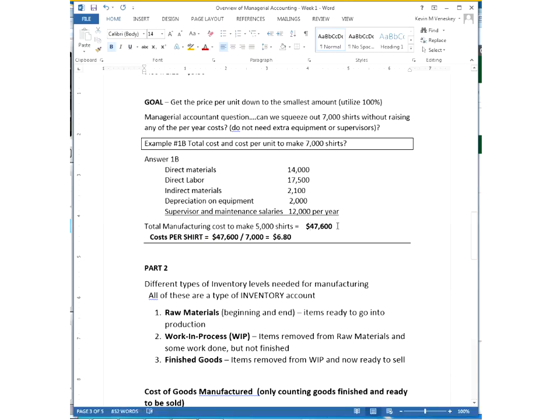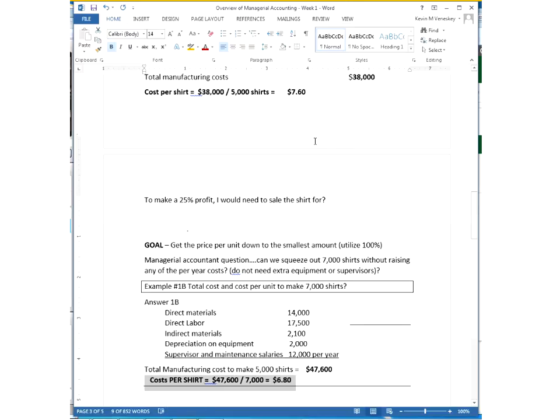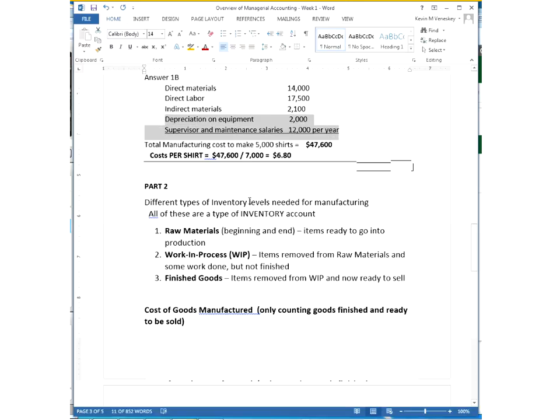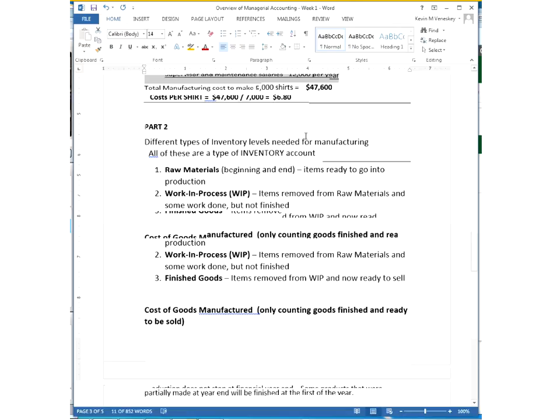So now my total costs do go up because I did make more shirts, therefore I had more materials, but the cost per shirt actually went down by 80 cents, from $7.60 to $6.80, because I was able to spread these fixed costs evenly. So that's the first thing that we wanted to talk about here in managerial accounting, is what all kind of costs go into making something. And it's just not those main obvious items, your direct labor and your direct materials.